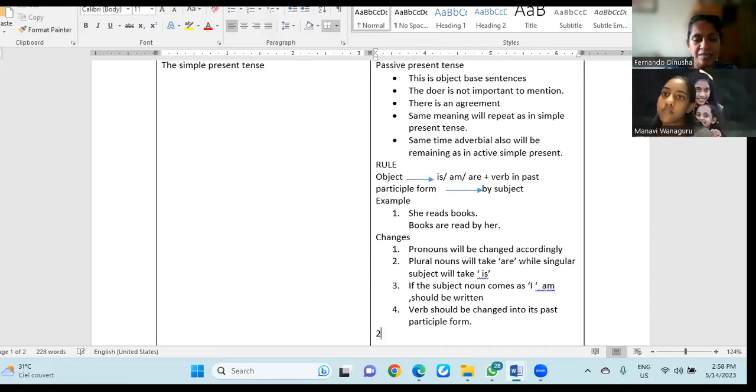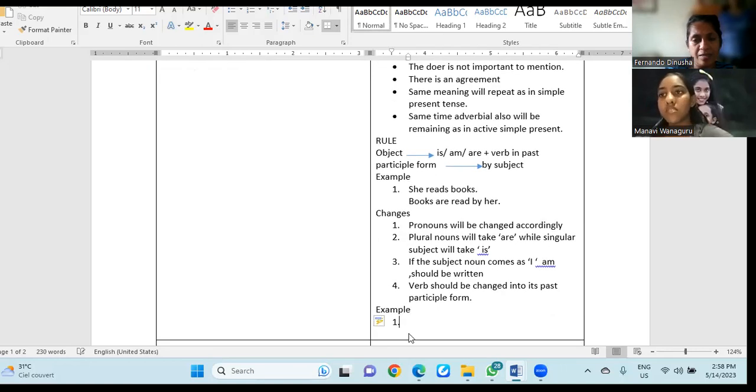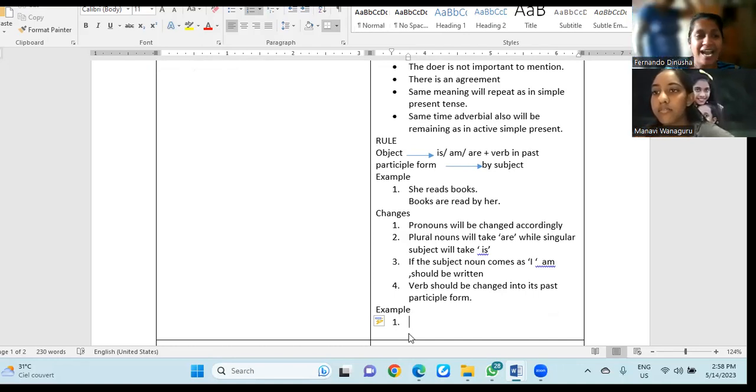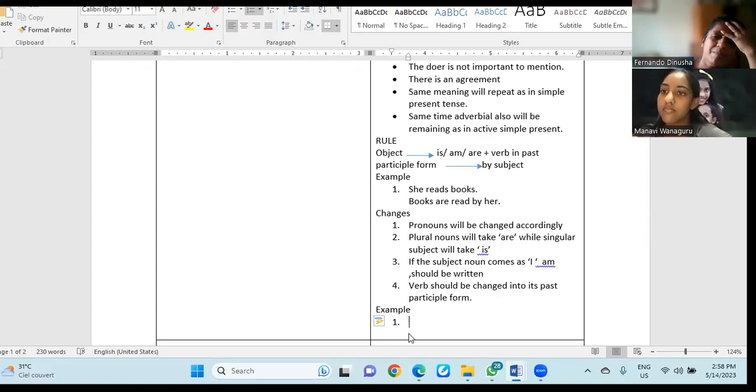Okay. Now write the second example. Teacher, yes, darling. Under the changes, can we say by can be used before the subject? Exactly. You can use by. By is not important, but you can use it. It doesn't matter, it's not a must. One second, Manavi. Hello. Right? By phrase we can use. Right.